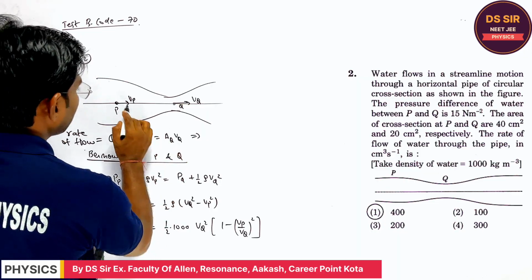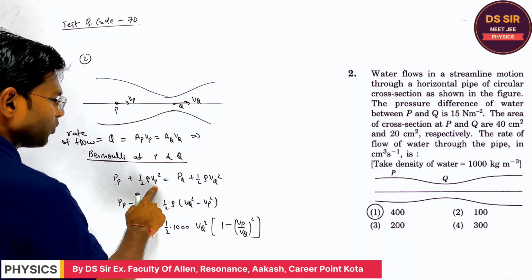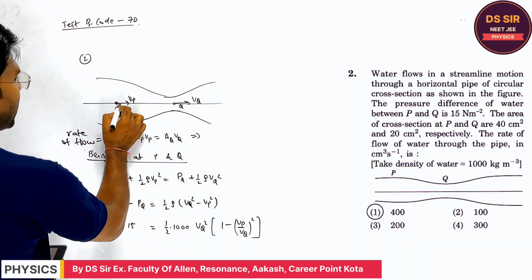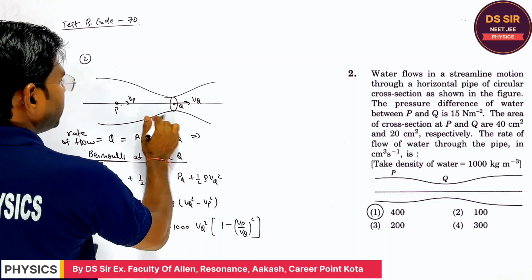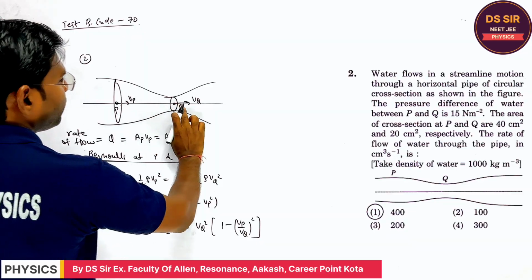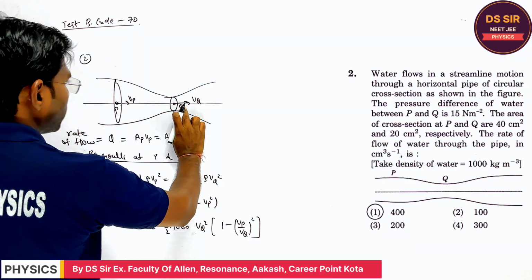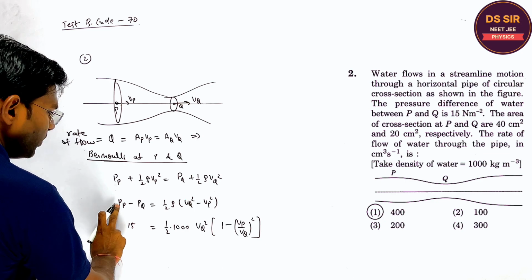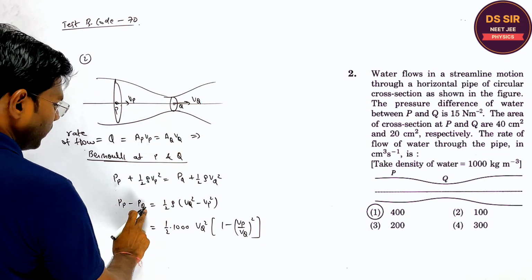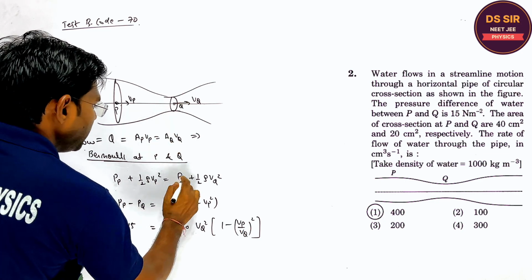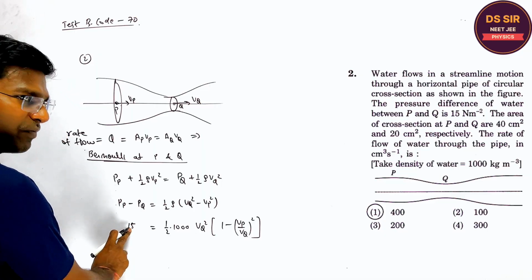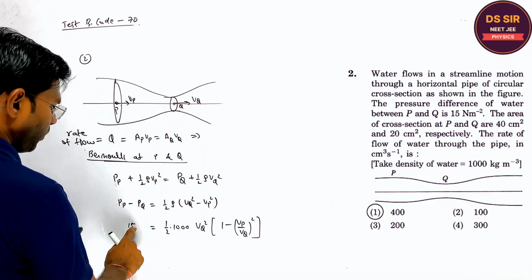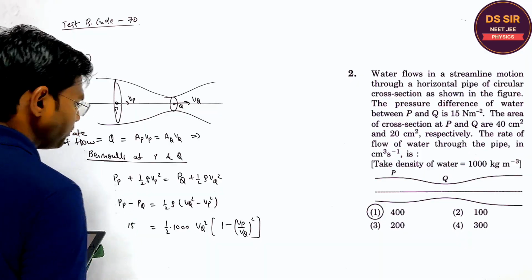You have to apply Bernoulli at P and Q. P plus half rho v square at point P and Q. Here the area is small and here the area is big, so the velocity will be more here and less there, and therefore the pressure at this point will be more and the pressure at Q will be less. So Pp minus Pq is what? Say 15. It is given in the question. The difference between the pressure P and Q is 15 Newton per meter square.